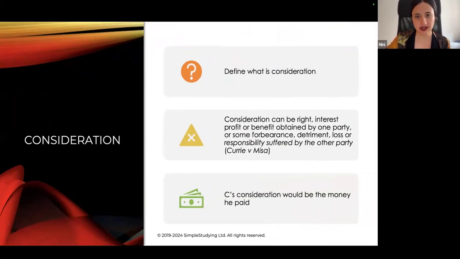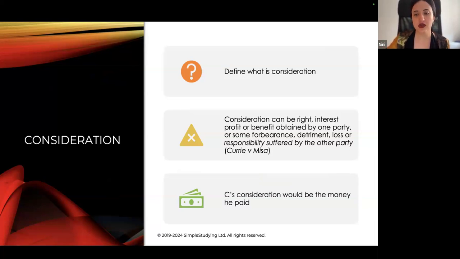Consideration. This would be the next issue to discuss. First, define what is consideration. The case to be cited is Currie versus Misa. Consideration can be right, interest, profit, or benefit obtained by one party, or some forbearance, detriment, loss, or responsibility suffered by the other party. Most of the time, it's the payment that you make for goods and services that you buy. But it doesn't have to be payment. It can be something else as well.